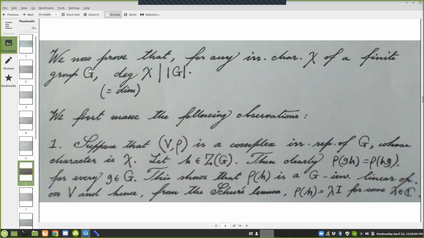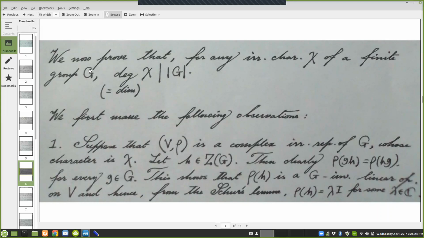Some authors prefer to call it a degree instead of dimension. But here we'll just stick to the terminology dimension. They are the same. It is just up to the choice of people.